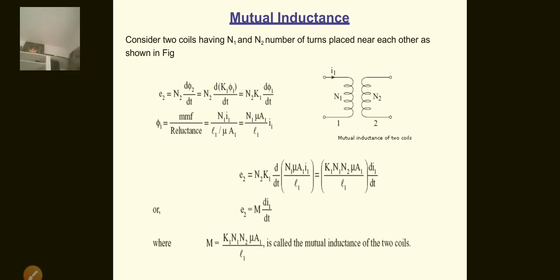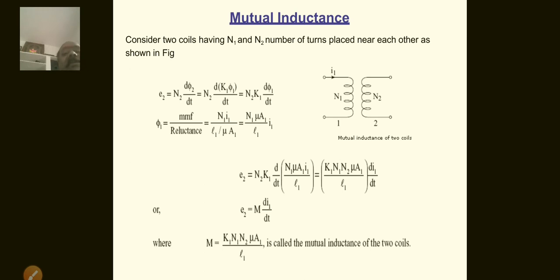So N2 produces the flux. Here E2 is equal to N2 d phi 2 by dt. This is equal to N2 into d by dt of K1 into phi 1, which is N2 into K1 into d phi 1 by dt. Similarly, phi 1 is equal to mmf by reluctance. The mmf we already know, N into I, so N1 into I1 by L by mu A1.